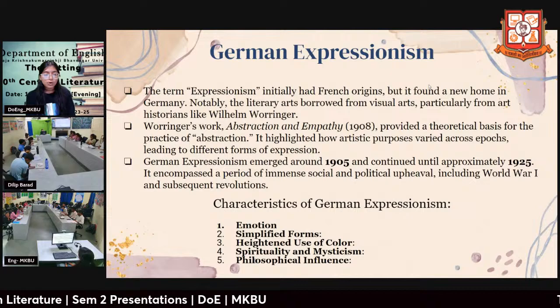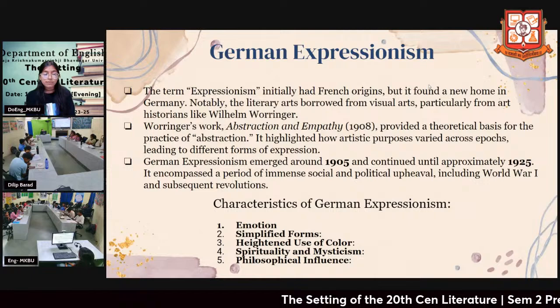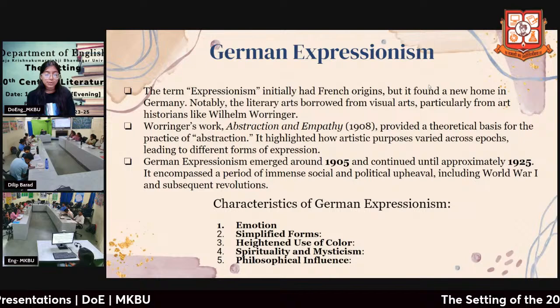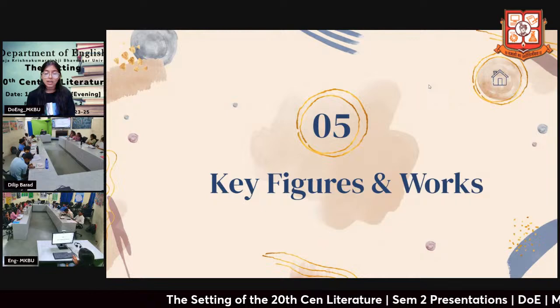It encompassed a period of immense social and political upheaval, including World War I and subsequent revolution. Characteristics of German Expressionism: emotions, simplified forms, heightened use of color, spirituality and mysticism, philosophical influence. And key figures and works of Expressionism.